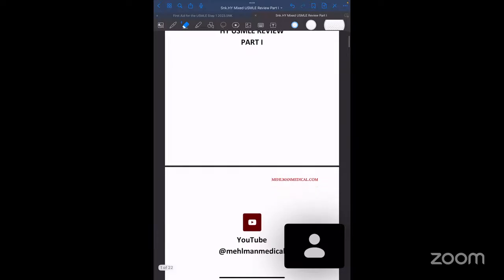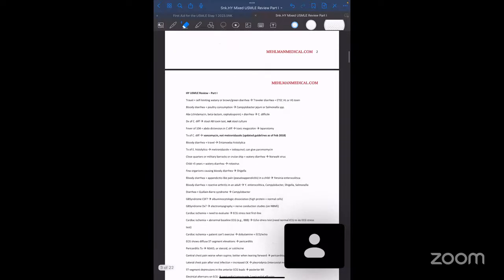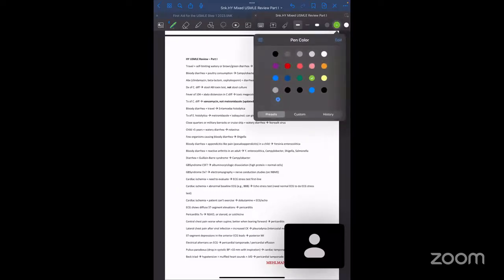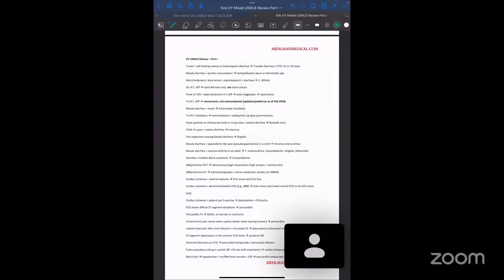So High Yield USMLE Review Part 1, page 3. Travel plus self-limiting watery or brown green diarrhea. This is traveler's diarrhea, ETEC, heat labile or heat stable toxin.